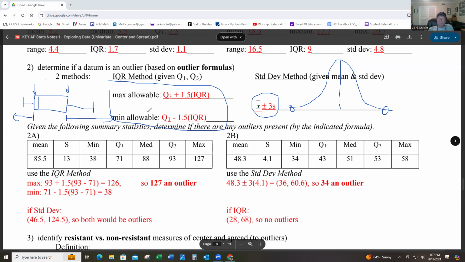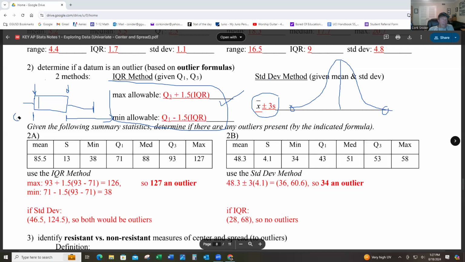I'm going to repeat myself. X bar plus or minus 3S is used when the data is approximately normal. This other one is used when the data is not normal. However, you can still use this one when the data is normal. A lot of people use this no matter what, which is fine. But the other can only be used in one case. So whatever you want to do.